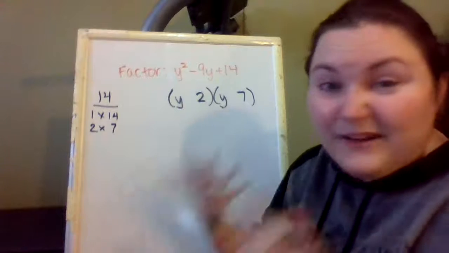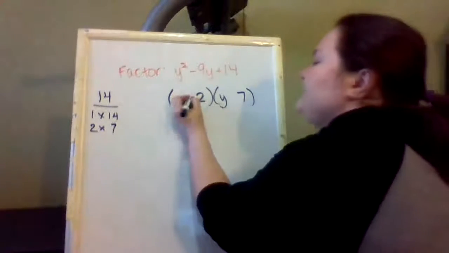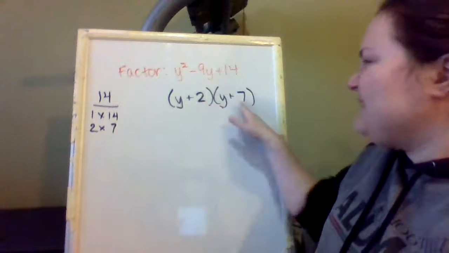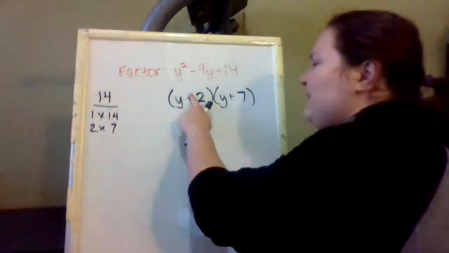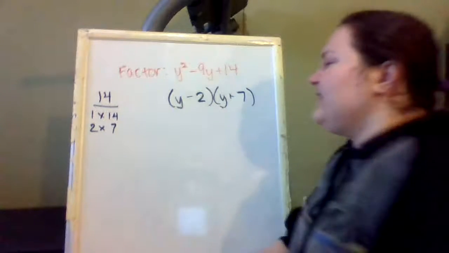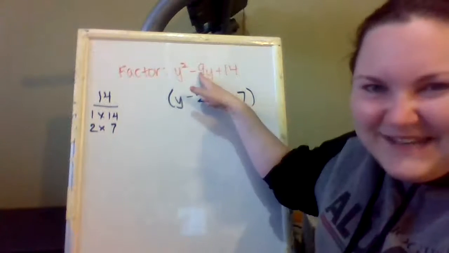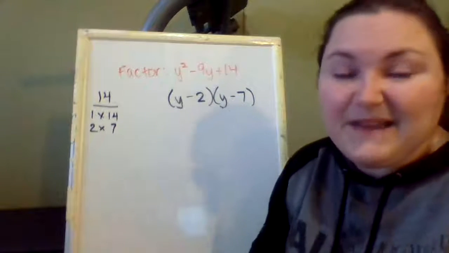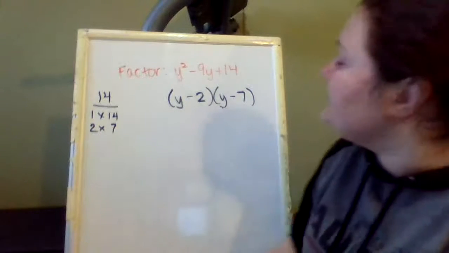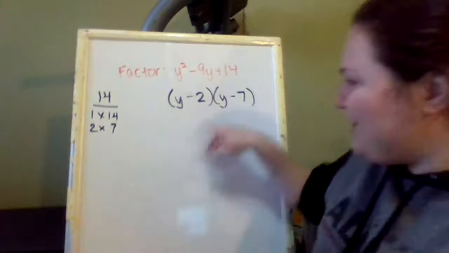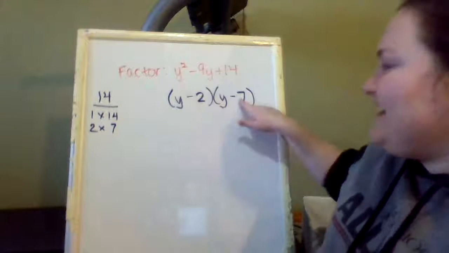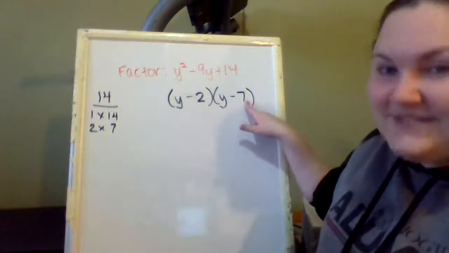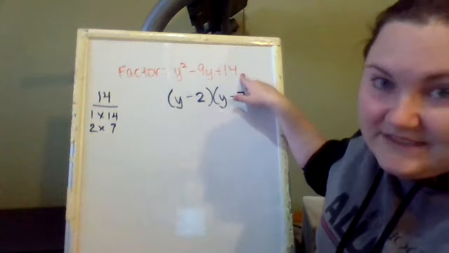Well, sometimes you just have to play around with it a little bit. So I've had some students say, okay, well, if I put plus signs here, that would multiply to give me a positive 14, but plus 2 plus 7 doesn't give me a negative 9. Maybe we could change one of them to be negative. Well, negative 2 plus 7, that's still not going to give me negative 9. So sometimes it takes a bit of playing around with your signs, especially depending on how confident you are with your negatives. But eventually we should settle on this one right here. A negative 2 and a negative 7 combined together would give you negative 9. And then negative 2 times negative 7 is going to give you that positive 14.